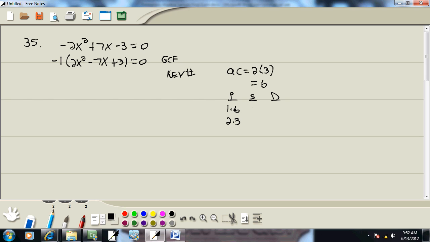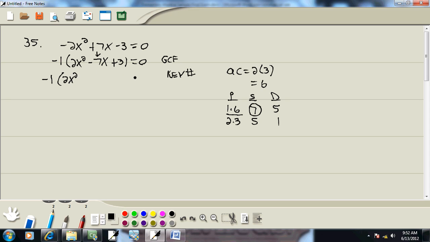The sum column, we add those together. 1 plus 6 is 7, 2 plus 3 is 5. Difference column, we subtract them. 6 minus 1 is 5, 3 minus 2 is 1. Now the number we're looking for is a number in our middle term, which is a 7, which is right here, which means I'm going to use 1 and 6.